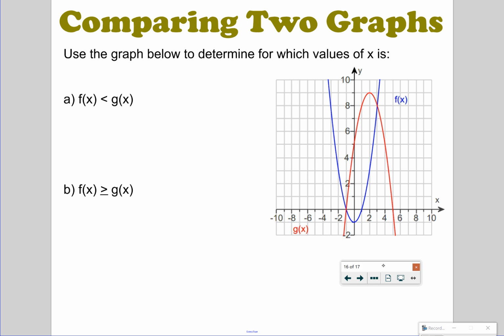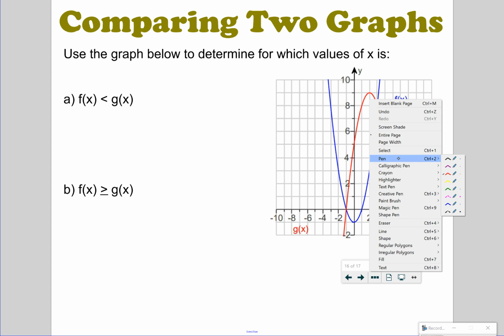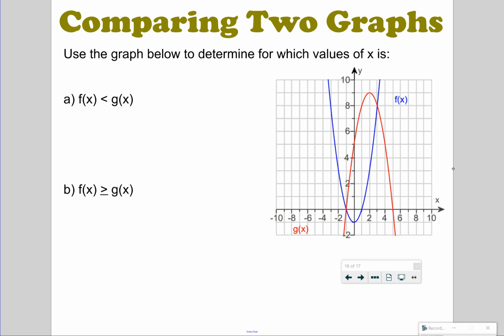Okay, our very last problem, this problem actually comes from my math lab. I wanted to do an example of it because the notation's a little iffy with it. So it says, use the graph below. We've got two functions graphed here. The blue one is function f of x and the red one is function g of x.